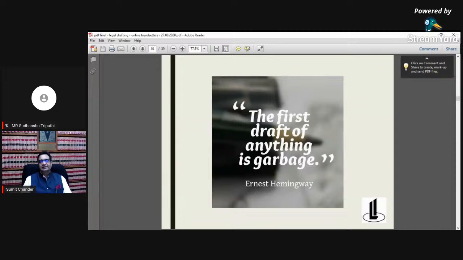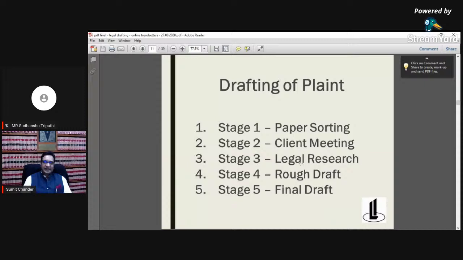But even with all this, over the period of years and experience, I have figured out that basically there are 5 stages of a legal draft. And if you follow those 5 stages, you will be able to draft anything under the sun. So what are those 5 stages? The 5 stages which I have made out of my personal experience are as follows. Stage 1 is paper sorting. Stage 2 is a client meeting. Stage 3 is legal research. Stage 4 is rough draft. And stage 5 is final draft.